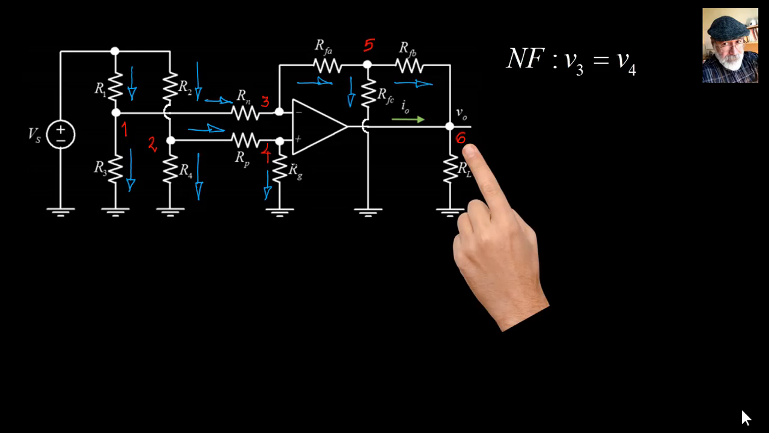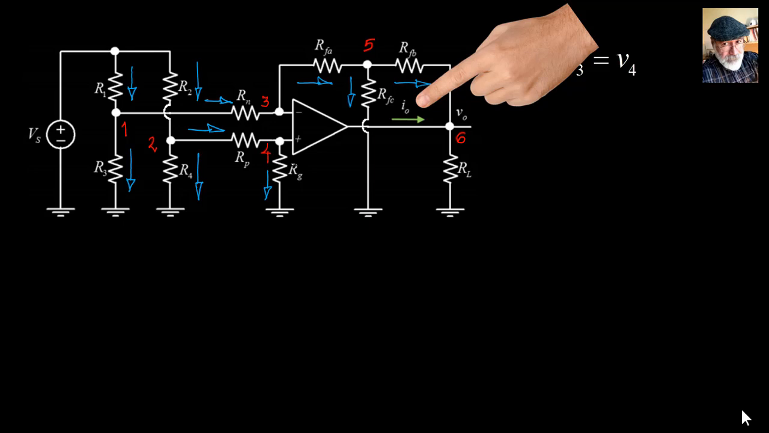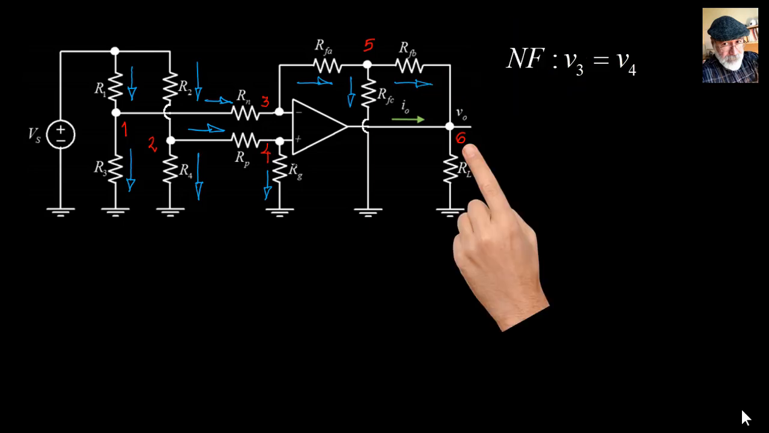You say, do I write a KCL equation for this node 6? Only if you need the current I0 that comes out of the op-amp. If you are computing I0, yes, I recommend that you write a KCL equation for node 6, but if you're not, which is my case right now, I do not write that. I don't need that current.